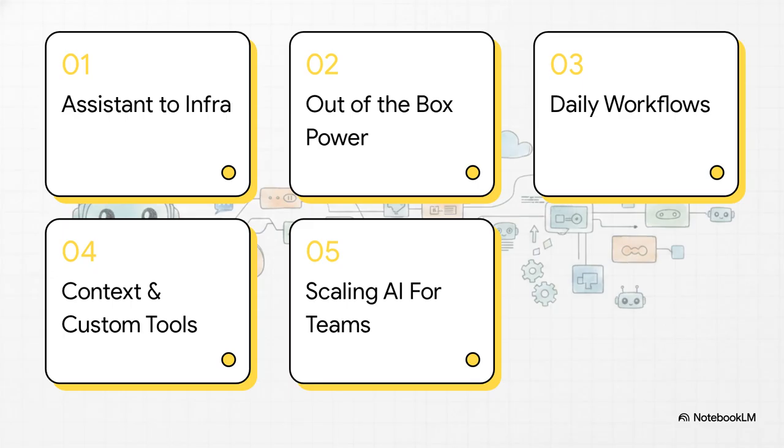All right, here's our roadmap for today. We're going on a quick, progressive journey. 1. From assistant to infrastructure. 2. Out-of-the-box power. 3. Mastering your daily workflows. 4. Context and custom tools. And finally, number 5, scaling AI for teams. Simple as that. Let's get into it.